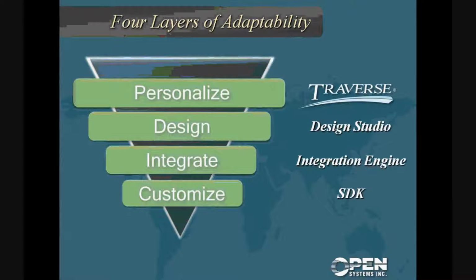Traverse 11 can be best described with 4 layers of adaptability. The first layer is personalization. This layer is done by the users of the system. Some examples of personalization are changing the view or screen of information in a function.